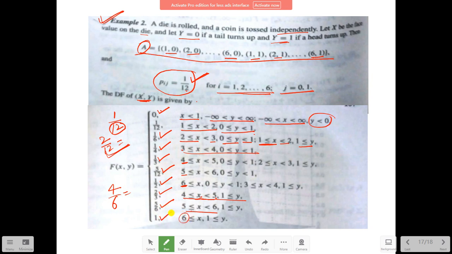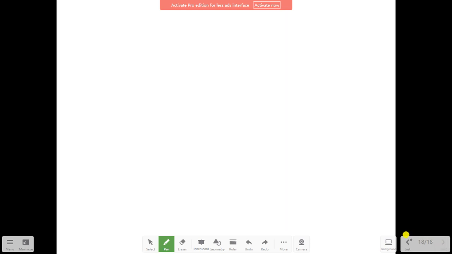So this is the distribution function f of x comma y for the random variables x and y when a die is rolled and a coin is tossed independently. So this is the solution of both the examples. So thank you very much.